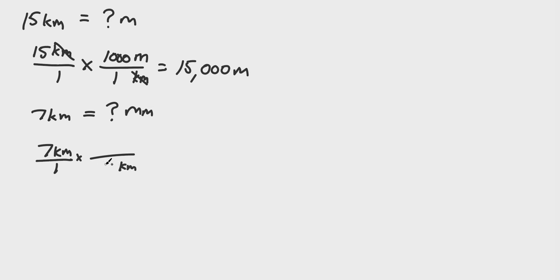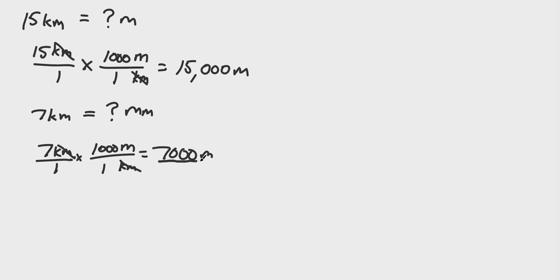But we can't jump right from kilometers to millimeters, otherwise we know the answer. So we're going to make it in gradual steps. Let's do it by meters first. We know that 1 kilometer is 1,000 meters. That's going to give us 7,000, and kilometers is going to cancel out, and we're going to be left with meters. So now we know 7 kilometers equals 7,000 meters.